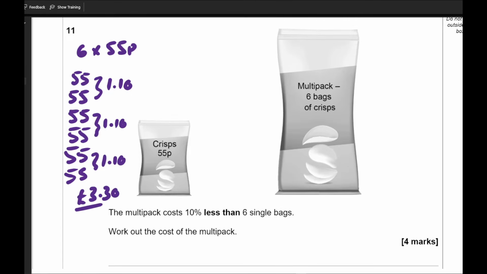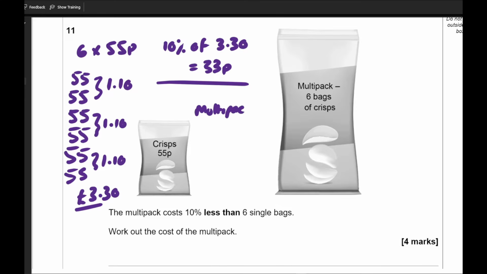Now if a multi-pack costs 10% less than 6 bags, then 10% of £3.30 is 33 pence. So then the price of a multi-pack is going to be, I'm running out of space, £3.30 minus 33 pence, which gives us an answer of £2.97.